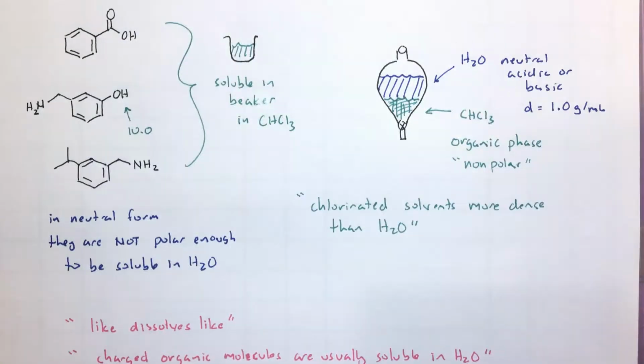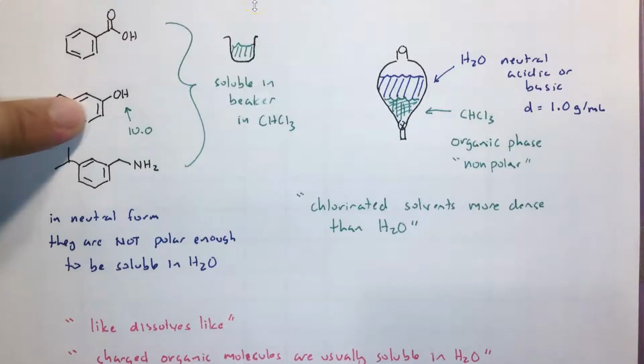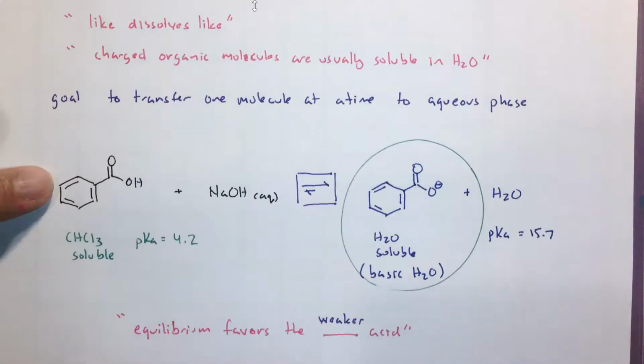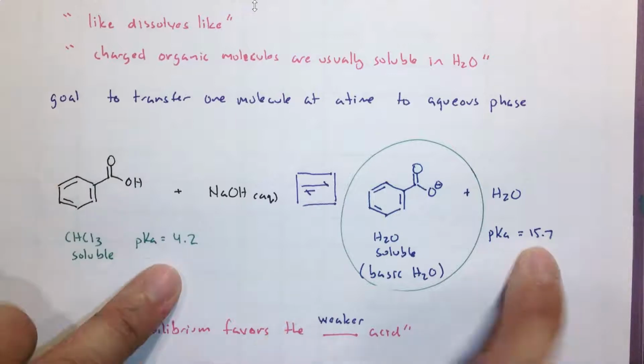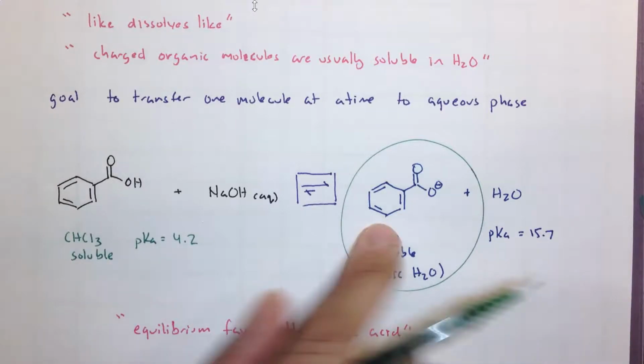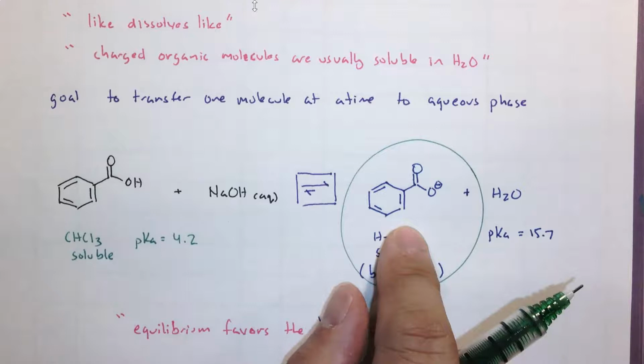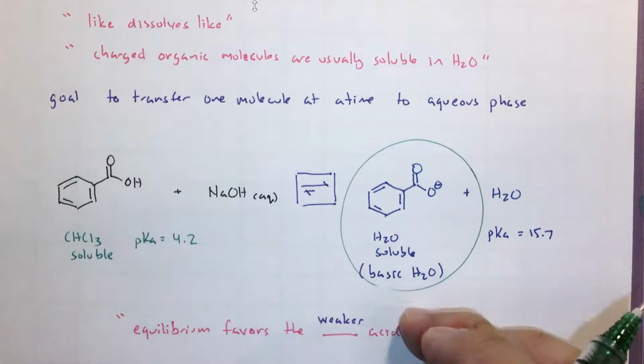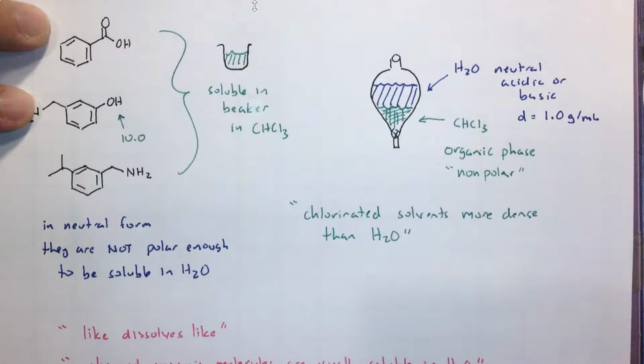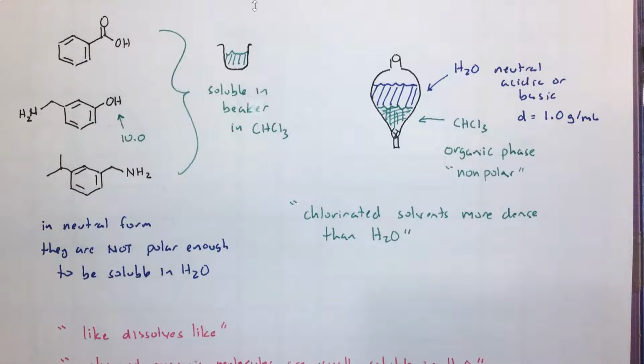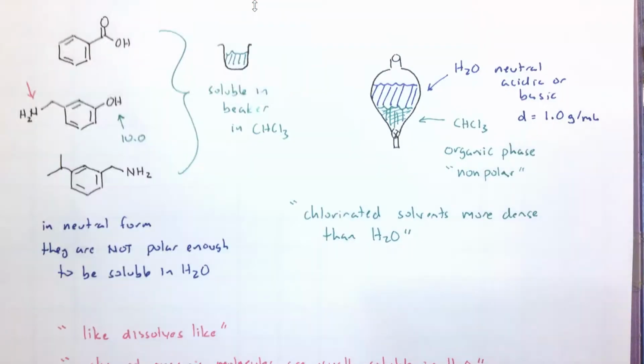If you mentally put this molecule down here, you have 10.0 versus 15.7, and you will still get mostly deprotonated form. So now that molecule is soluble in basic water as well. So we did not do what we wanted to, which is to transfer only one of these molecules. Now, as an aside, you may wonder, what about this group here? Isn't that acidic?